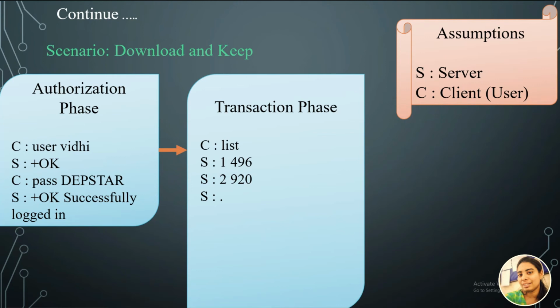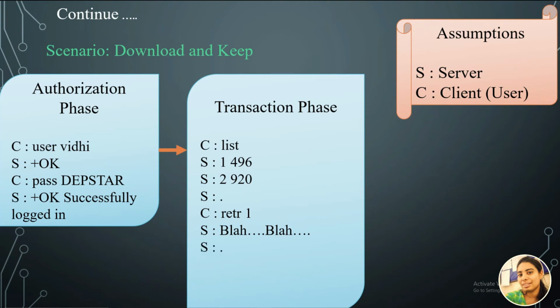Here, the scenario is download and keep. So the client will download the particular mail using the RETR command, the retrieve command. Here, the client wants to retrieve the first mail, so he has entered RETR 1. In response, the server provides the information written in that particular mail, and lastly sends the dot.